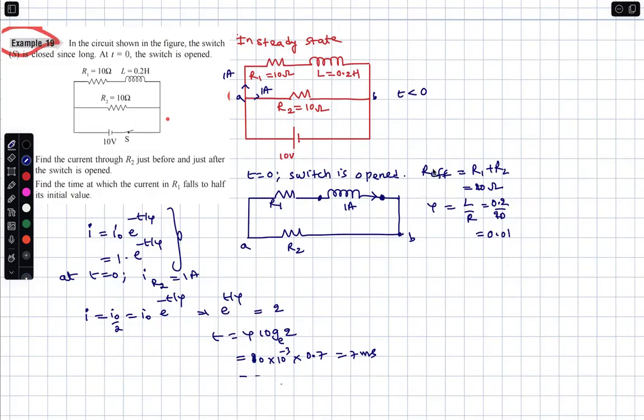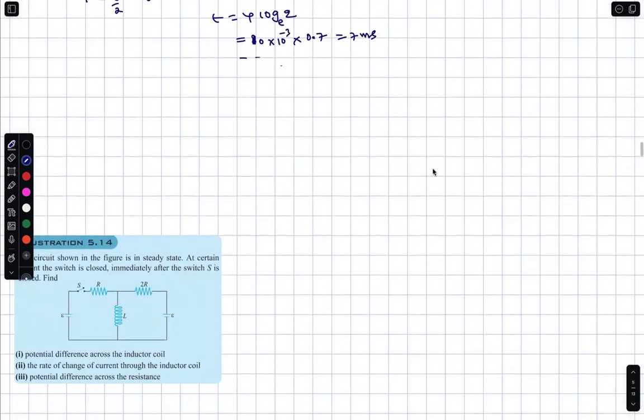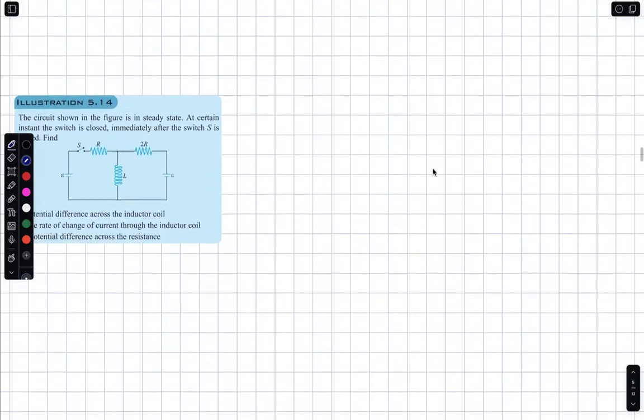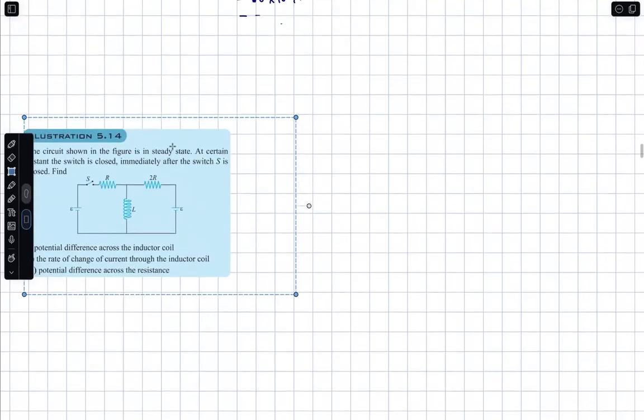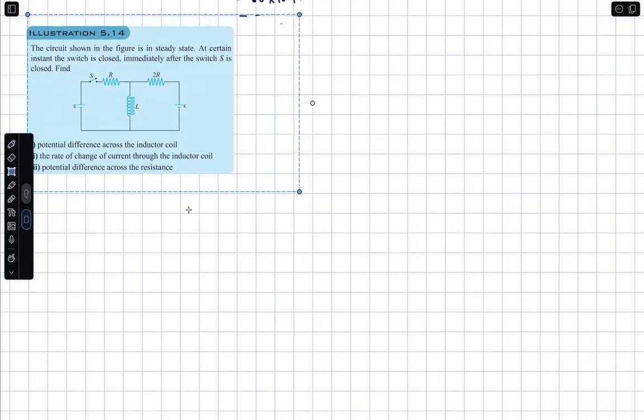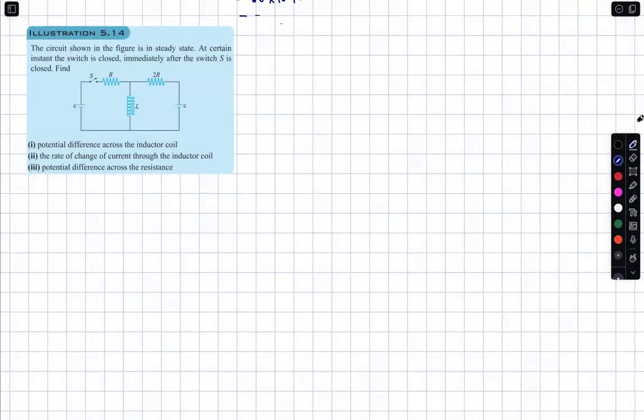Yes, sir. Right. So now let us move on to the next model. This is your next model. Your time now. Everyone try to solve this.